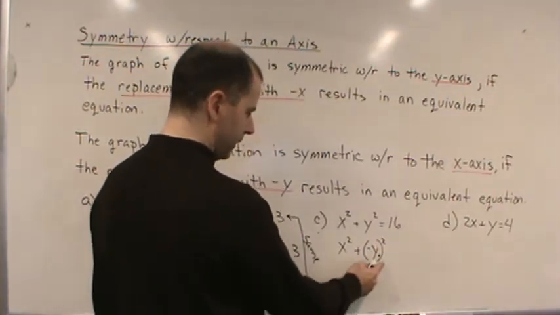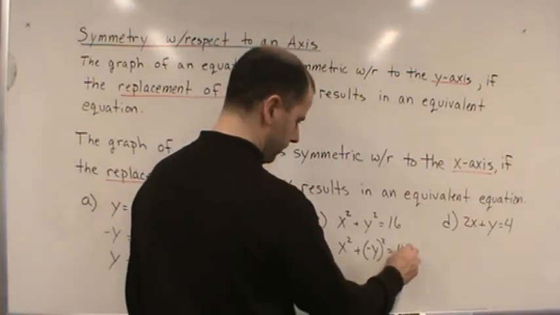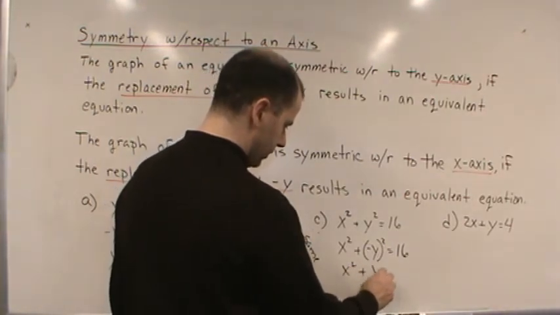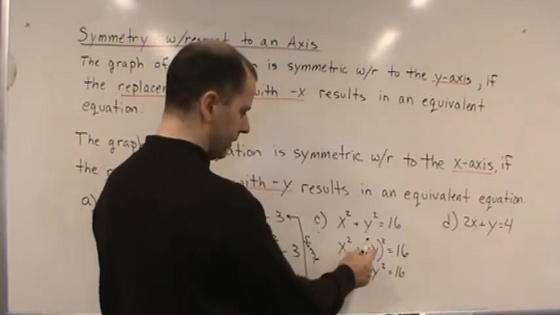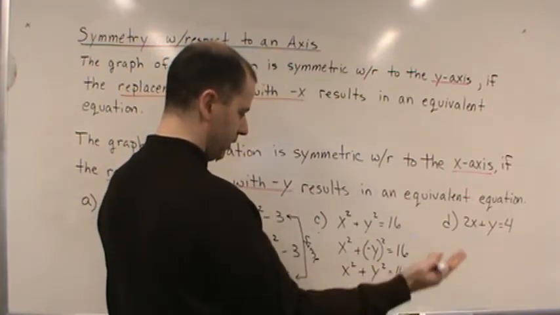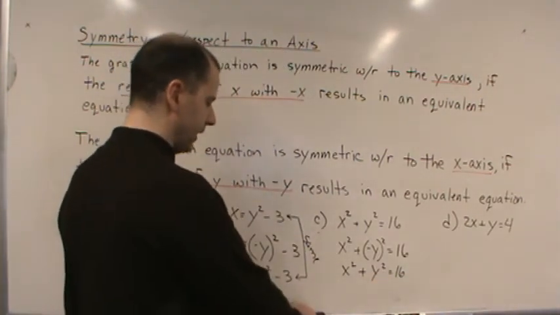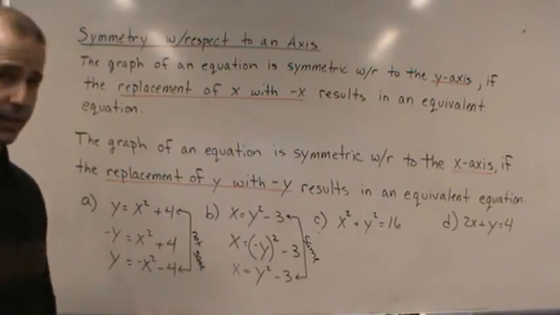Okay, again, you got to be careful. You got to have these parentheses because it's inside the square. And so we get x squared plus y squared equals 16 because negative y times negative y is a positive y squared. And so you get the same thing. So we find that it is symmetric with respect to the x-axis and the y-axis.